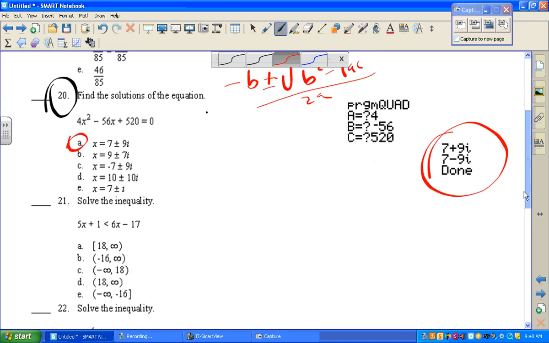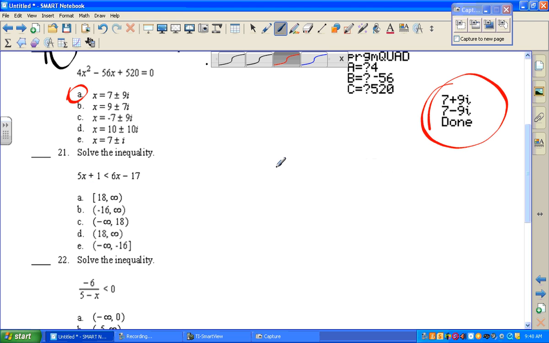Number 21. Oh, what's the first step in solving this inequality? Who's up next? Oh, Marissa! Yeah, yeah, huh? Very good. That's what I always do. Woohoo!